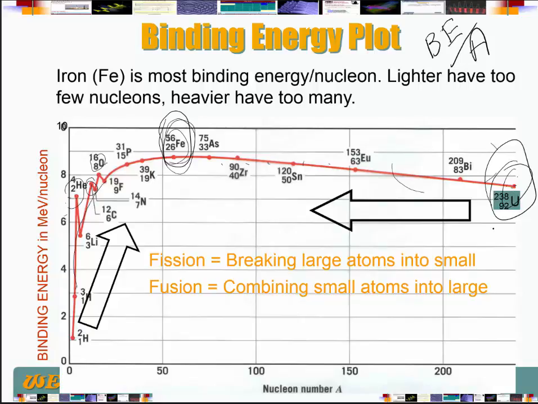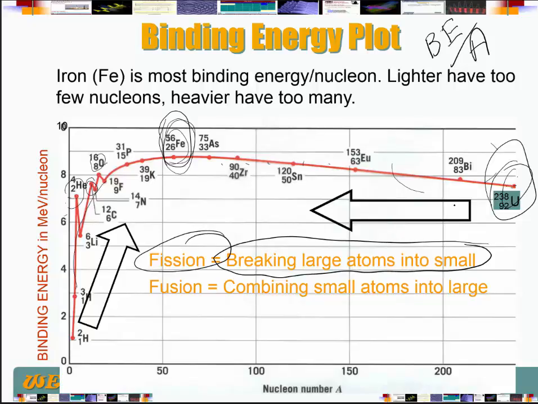First, the process of breaking large atoms into small atoms is what we call fission, a fission reaction. Okay, that's what we have here, when we are going from large atoms to smaller atoms. And that fission reaction is going to result in an emission of heat that's due to the difference in binding energy per nucleon.